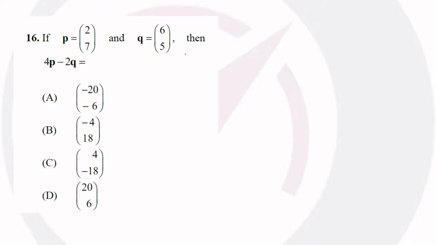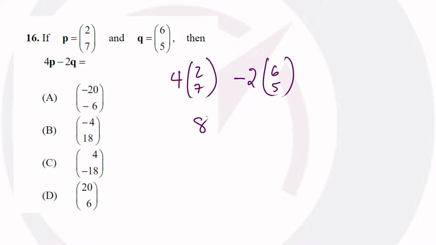Alright, let's look at this now. So we have 4p minus 2q. So p is equal to 27. So 4 times 27 minus 2 times q, and that's 6, 5. So 2 4s are 8, and 7 4s are 28. Yes, you see what I mean? Alright. And 2 times 6 is 12.